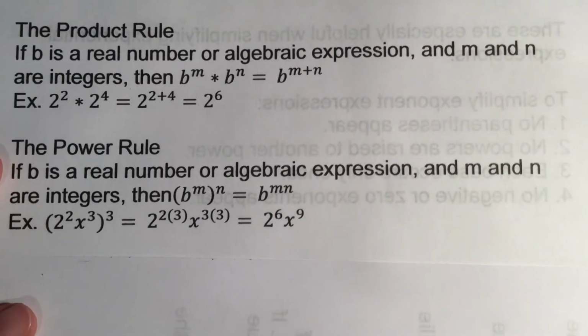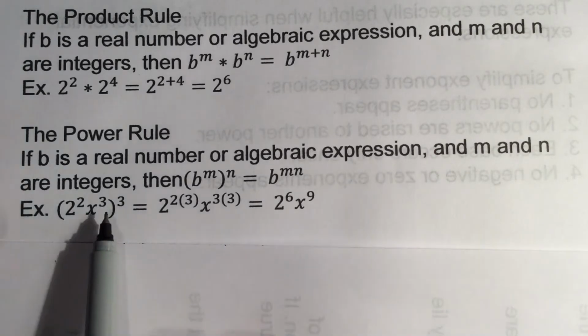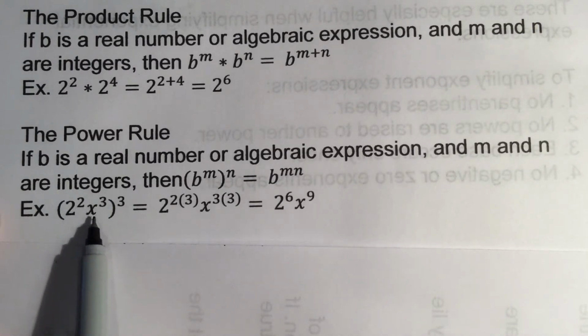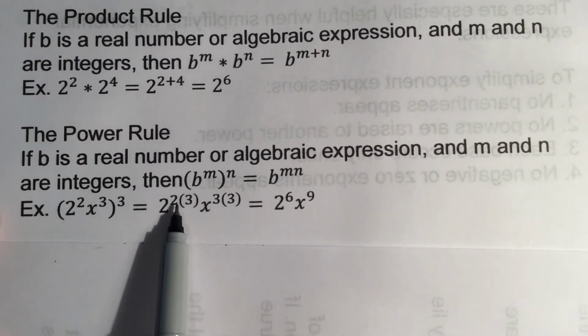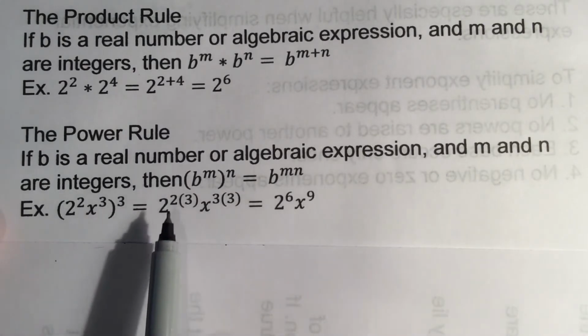Power rule. So here, if we have something raised to a power, and then that whole thing is raised to another power, what you end up doing is multiplying the exponents. So, like here, if it is 2 squared times x to the third, you're going to multiply, well, first you're going to distribute to each one, which we'll get into in a moment.